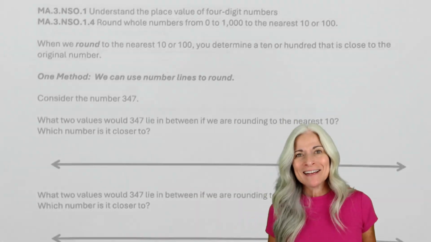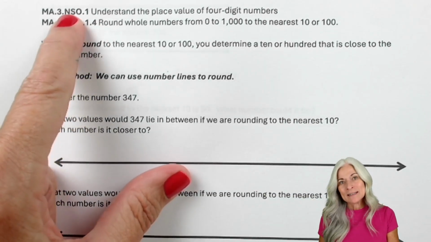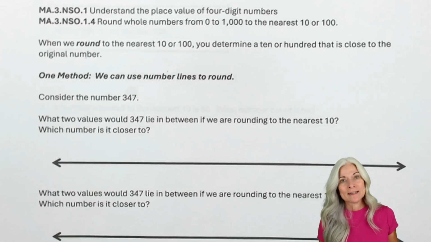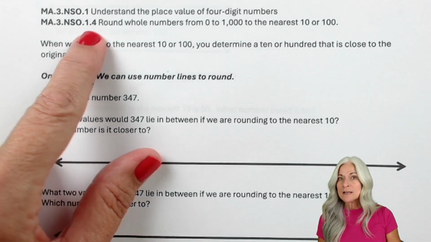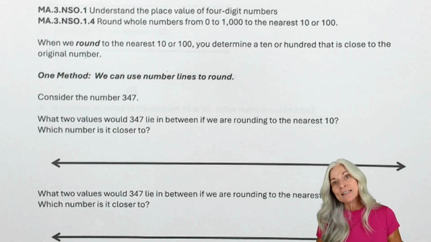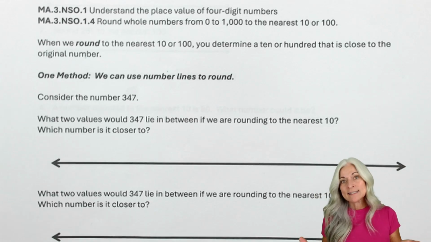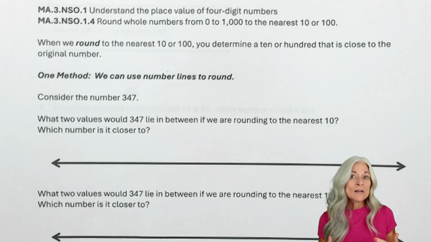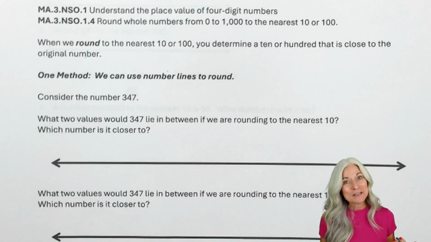Hi friends, now in this lesson your children are going to work on rounding 4-digit numbers. All right, so we're still working on this same standard, Math 3, Number Sense and Operation, Standard 1, understand the place value of 4-digit numbers. And the benchmark we're working on now, 1.4, we're rounding whole numbers from 0 to 1,000 to the nearest 10 or 100. So of course when we round to the nearest 10 or 100, we're determining a 10 or 100 that's close to the original number.